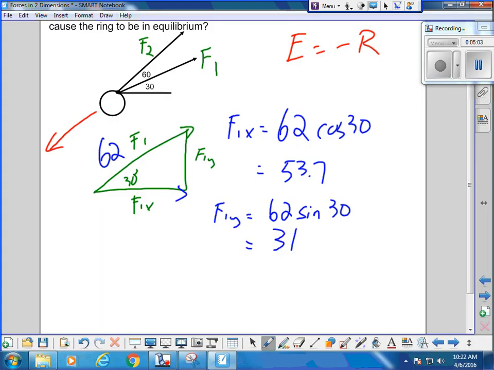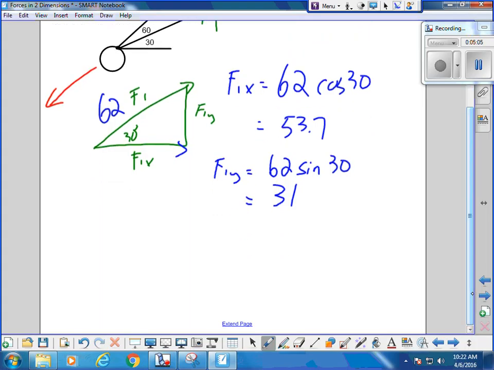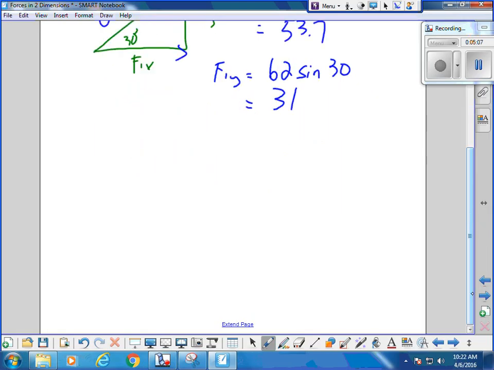Now we have to do the same thing for our F2. I like drawing the triangle. You don't need to, but I think it's a good visual. It doesn't need to be to scale. So F2, this is 60 degrees now. F2x, F2y. Again, the force is 62 newtons.